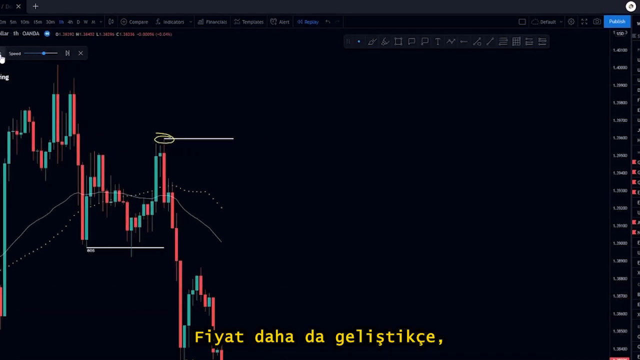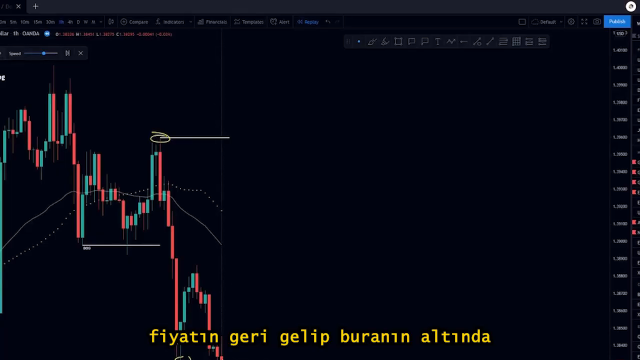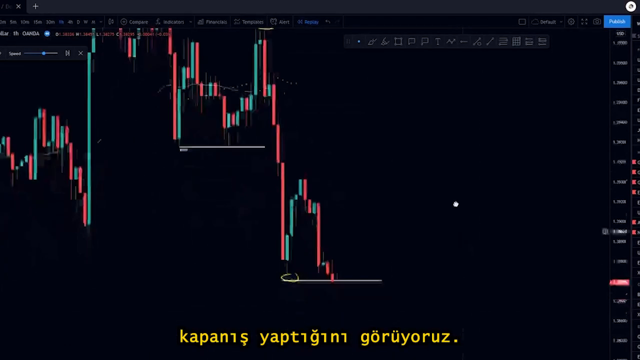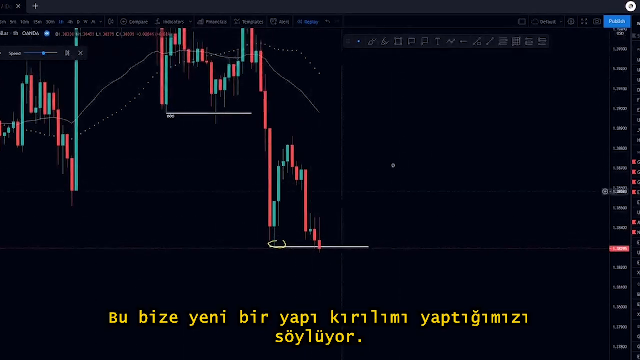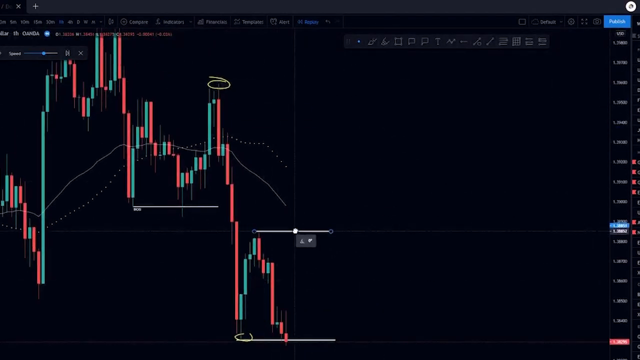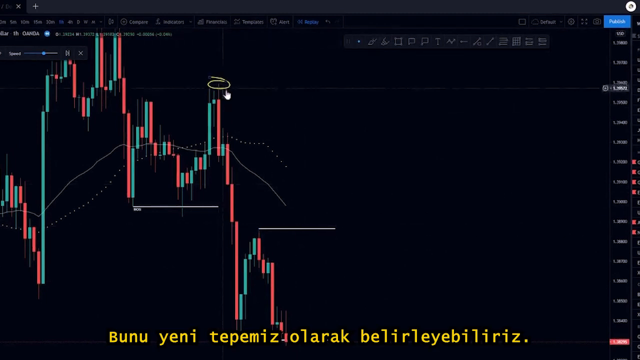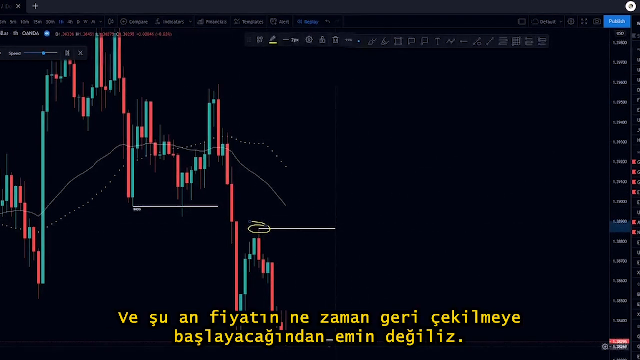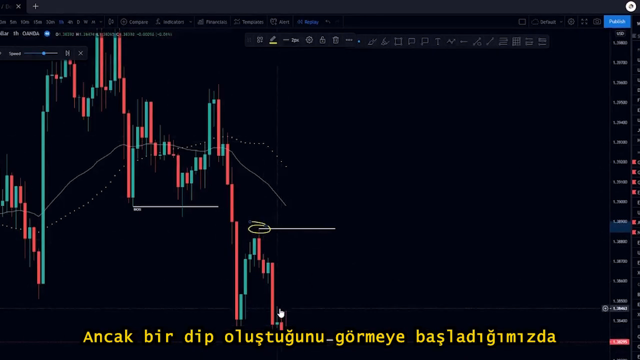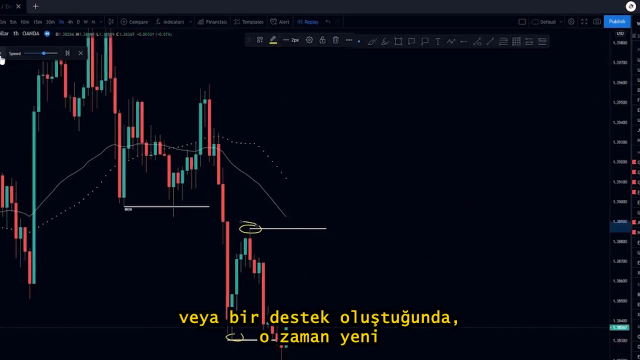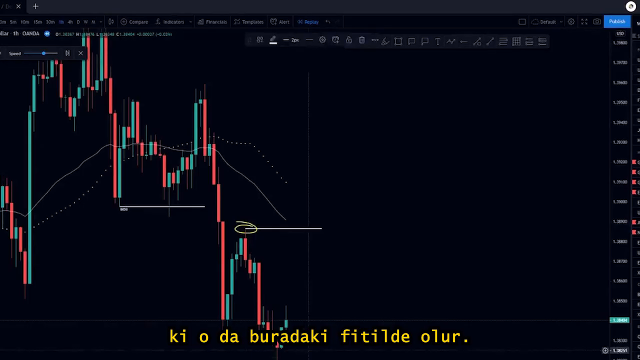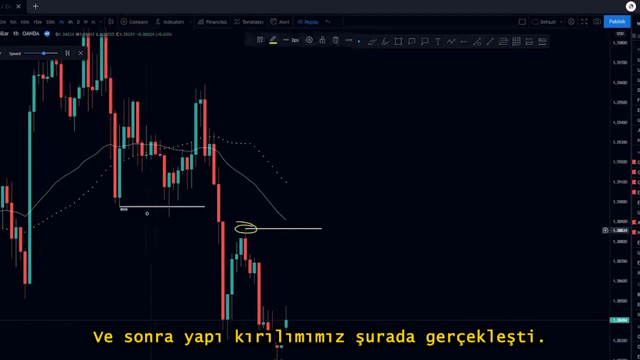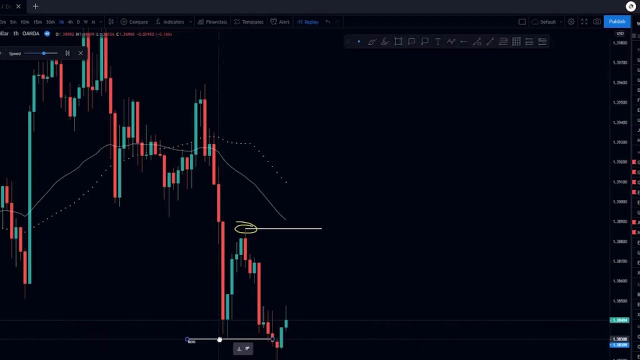With further price developing, we see price comes back and closes below the lows of our structure point. So this tells us that we had made a new break of structure. We can identify this as our new high. Now we're not sure when price is going to start retracing, but once we start seeing a bottom being formed or a support, we could then identify our new structural low, which would be here on the wick, and then our break of structure happened over here.